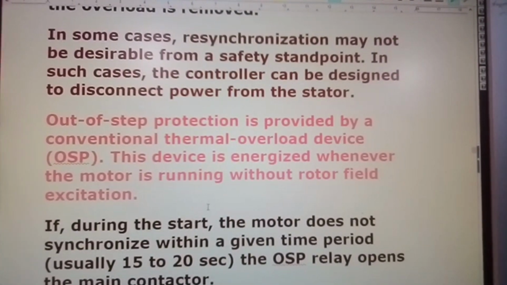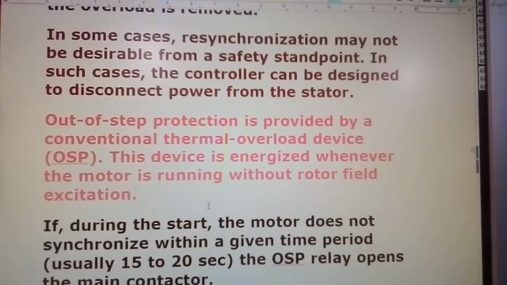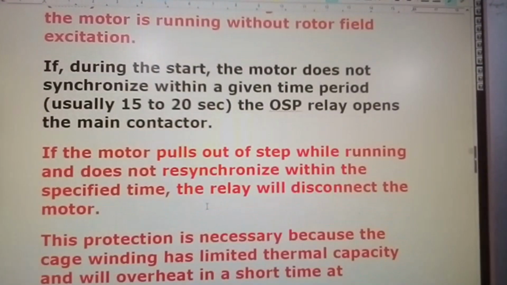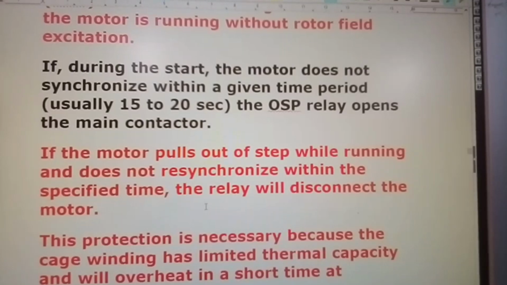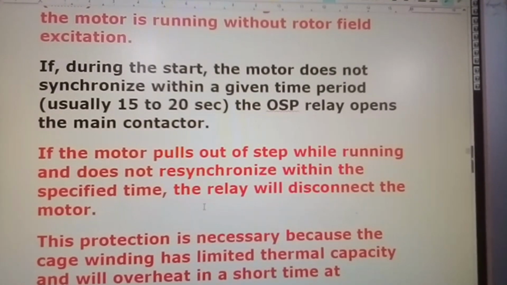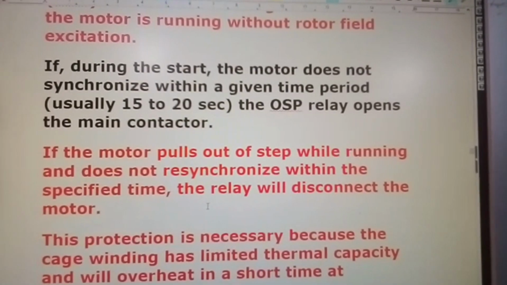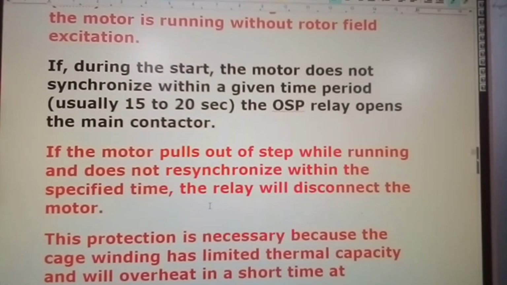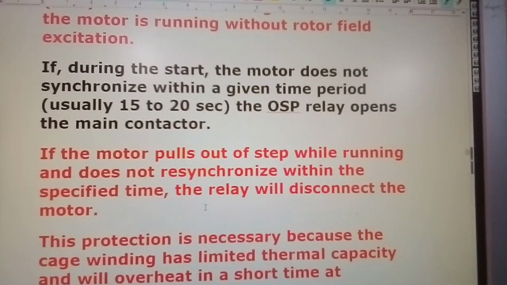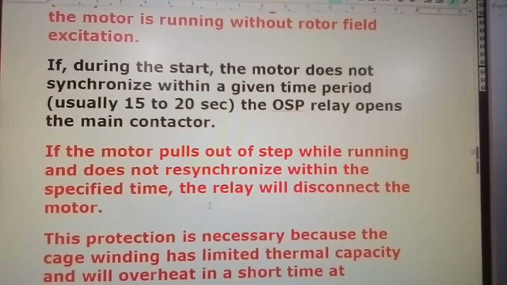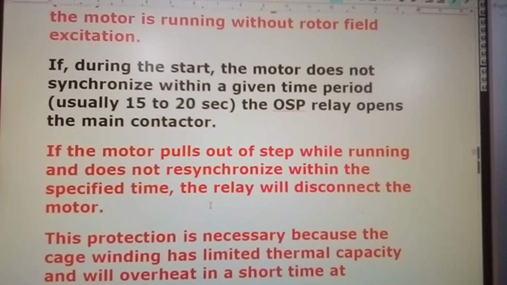If during the start the motor does not synchronize within a given time period, usually 15 to 20 seconds, the OHP relay opens the main contactor. If the motor pulls out of step while running and does not resynchronize within the specified time, the relay will disconnect the motor. This protection is necessary because the cage winding has limited thermal capacity and will overheat in a short time at synchronous speed.